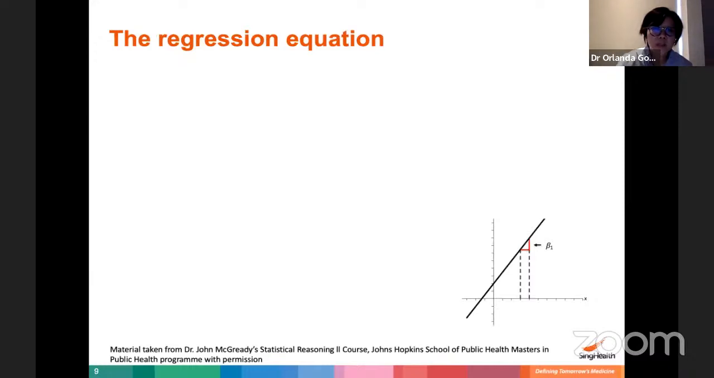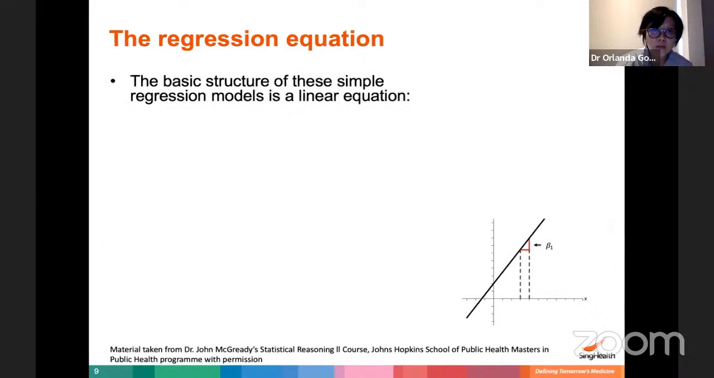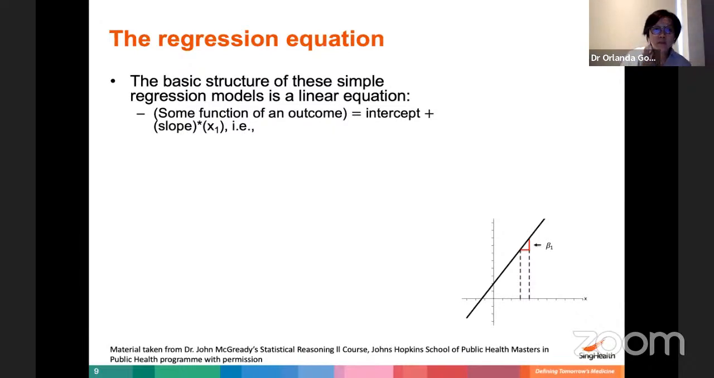So this brings me to the concept of the regression equation. If you recall from algebra or perhaps secondary school math, we have this equation y equals mx plus c, which refers to a two-axis graph and a line that has a gradient that is the function that links two variables. So this is essentially the basic structure of regression models. This is a linear equation, and basically the function of the outcome is the y, with the intercept plus the slope multiplied by x1, which is the first covariate, for example. Okay, so this is the mathematical notation that we might use to describe it.